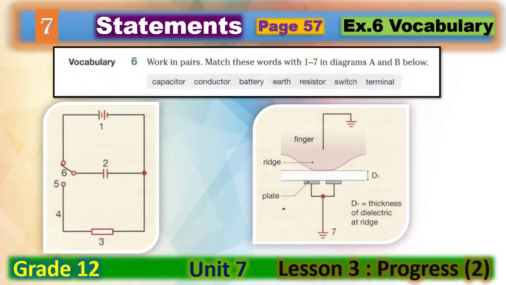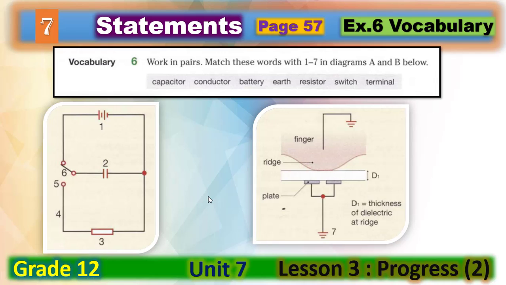Now please open your books, page 57, exercise number 6, vocabulary. Work in pairs, or you can work individually here. Match these words with 1-7 in diagrams A and B below. Read the words here and try to match the words in the box with the numbers 1 to 7. You have 3 minutes to try to do this. When you finish, please play the video again to check your answers.